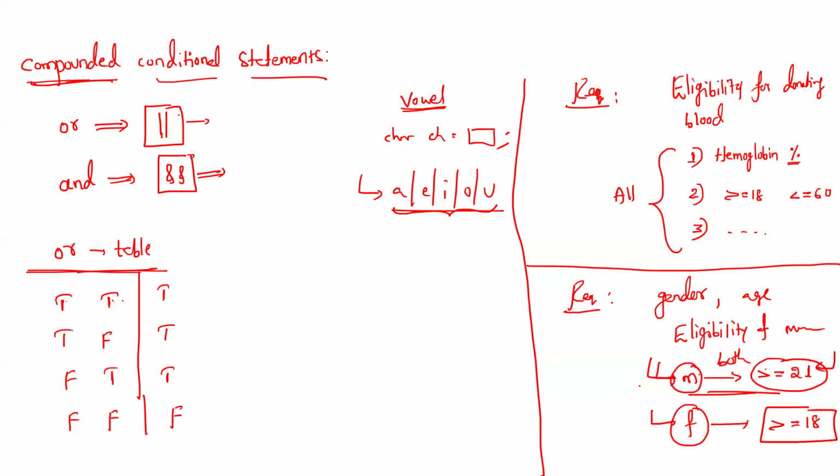So this is what the OR table means. When you're clubbing more than two conditions, the result is based on this: true or true, true or false, false or true, false or false. So for OR, if anyone is yes, it's true. Anyone yes. Both are false, then false. That's the OR table. What is the AND table?